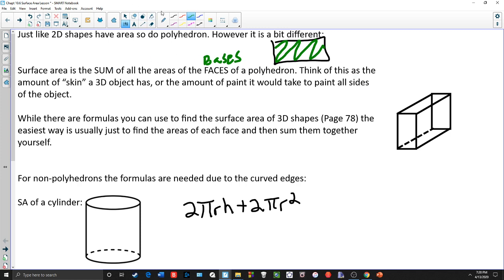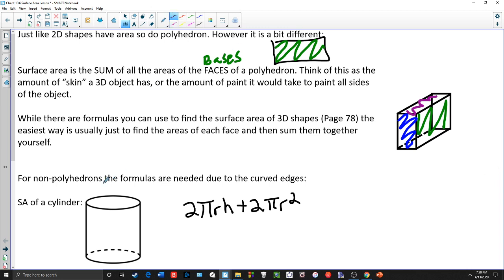So again, when I say the area of all the faces and bases, I'm talking about saying this piece here, this front rectangle, plus this side rectangle, plus this top rectangle, plus the back rectangle, plus the left rectangle, plus the bottom rectangle. So I'm adding up all the different pieces of the object and putting them together, and that's what I get for the surface area.